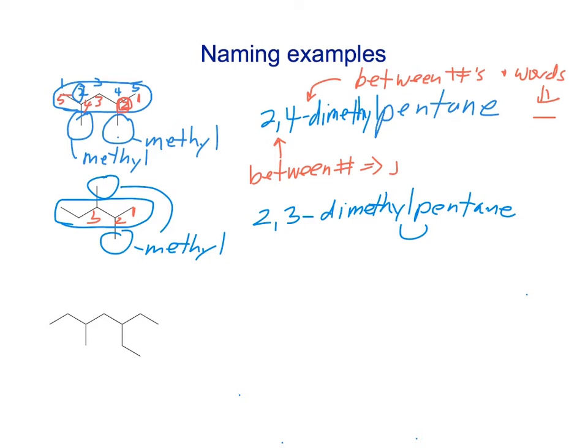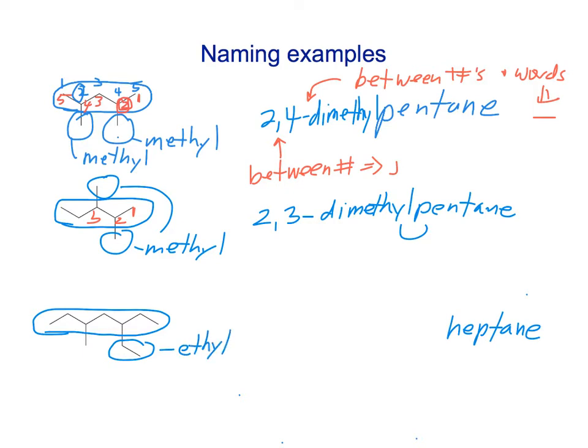All right, one more. Okay, what's the longest chain? We can find the longest chain right here. That is 1, 2, 3, 4, 5, 6, 7. So what's 7? 7 is heptane. Okay, let's look at our substituents. Here's one, a 2-carbon substituent. This is ethyl. We got a 1 carbon here, which is methyl like before.